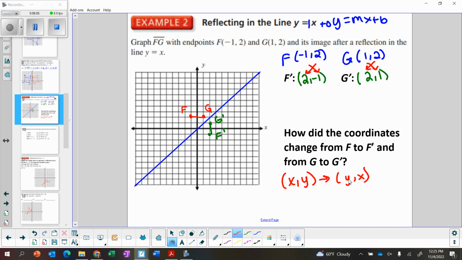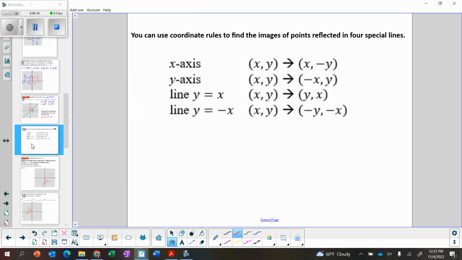And there are actually rules that we could use for this line, for the line y equals negative x, and also for the x and y axis. We don't have to graph that. We could just do them according to the rule. So here are our rules for reflections. For reflection in the x-axis, the x doesn't change, but the y flips to the opposite sign. For the y-axis, the x flips to the opposite sign and the y doesn't change. For the line y equals x, they just switch positions. And for the line y equals negative x, they both switch positions and they both change to the opposite sign.